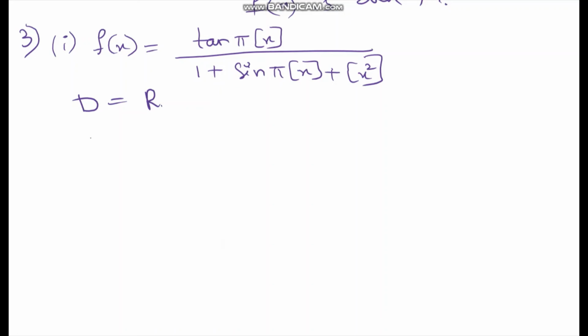And coming to range, for whatever the value of x, tan f(x) will be always 0. So this will be always tending towards 0. So range will be always 0.